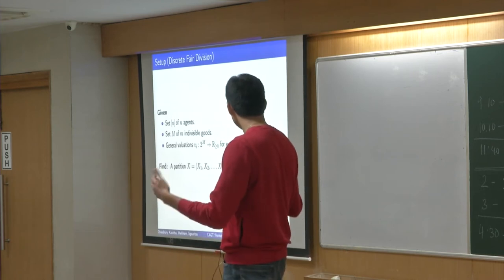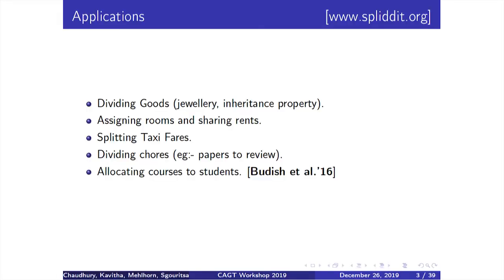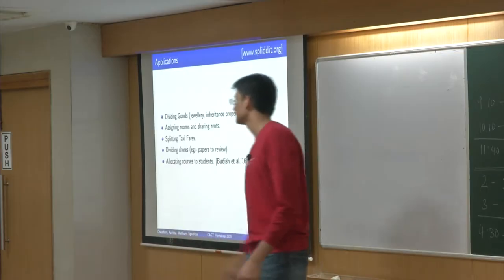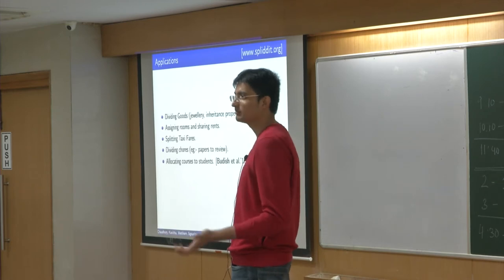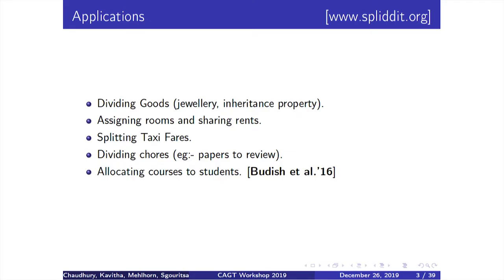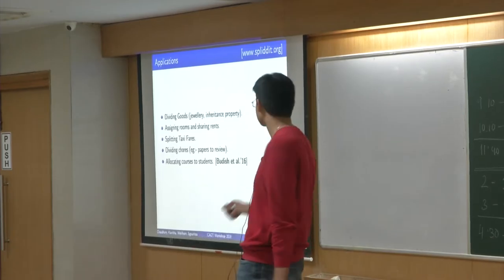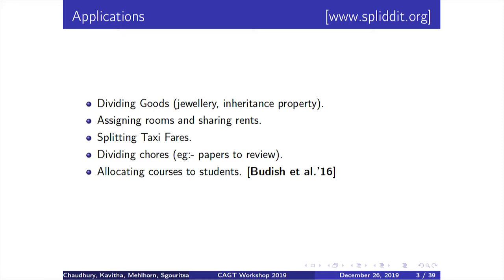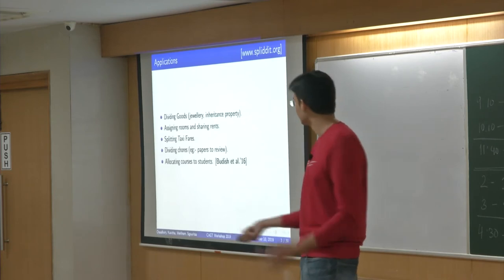Before I get into what is fair, I would just like to say that if you would like to know more, there is this website, Spliddit, courtesy of Nisarg and others. It's a wonderful website dedicated to the theory and practice of fair division. You can find a lot of applications, and you can also find the underlying algorithms. They use different algorithms depending on your task. For instance, you could use it for dividing indivisible goods, something like jewelry or inheritance property. You can assign rooms and split the rent among people, or if multiple people are taking cabs, you can split the taxi fare fairly depending on their sources and destinations.